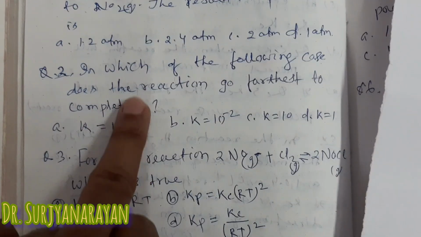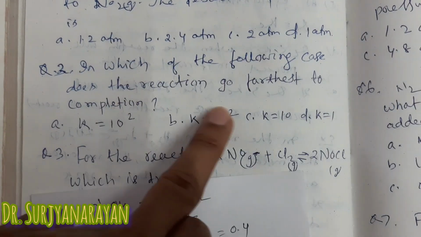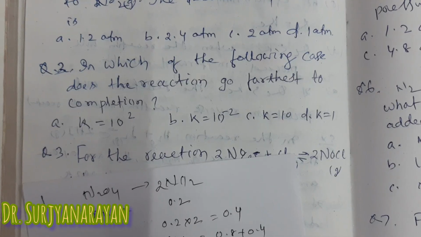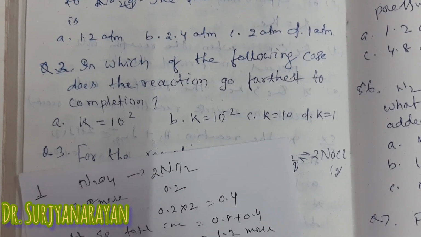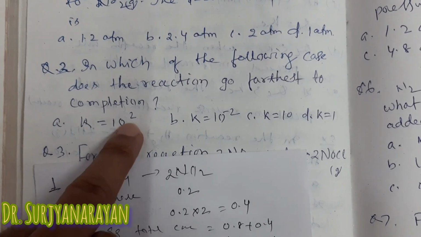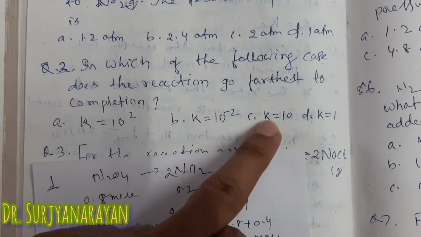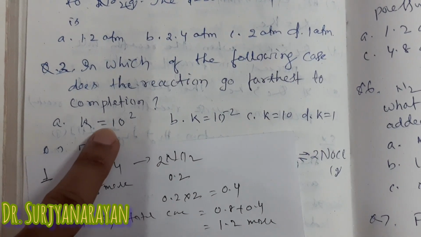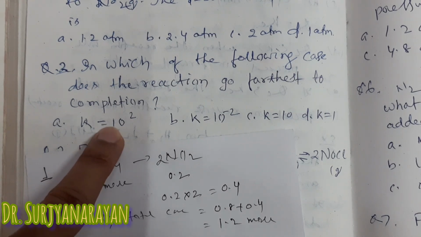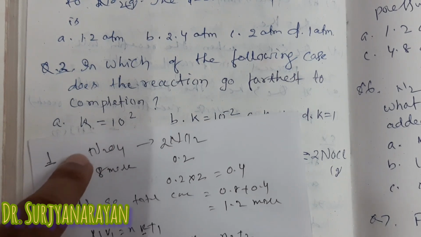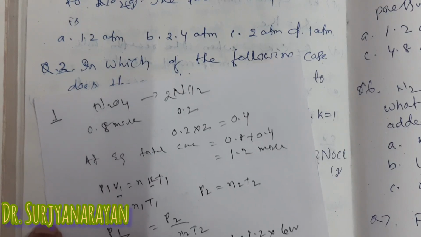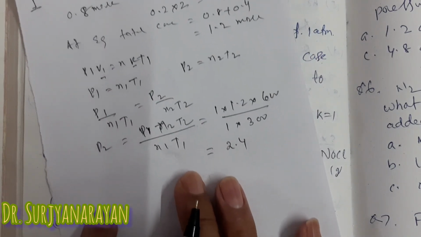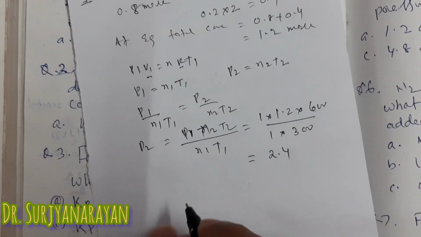Next, in which of the following cases does the reaction go farthest to completion? Out of the choices you see K equal to 10 to the power 2, K equal to 10 to the minus 2, K equal to 10, K equal to 1. So which has the highest value? K value is highest. This means that the concentration of the products is significantly greater than the concentration of the reactants.